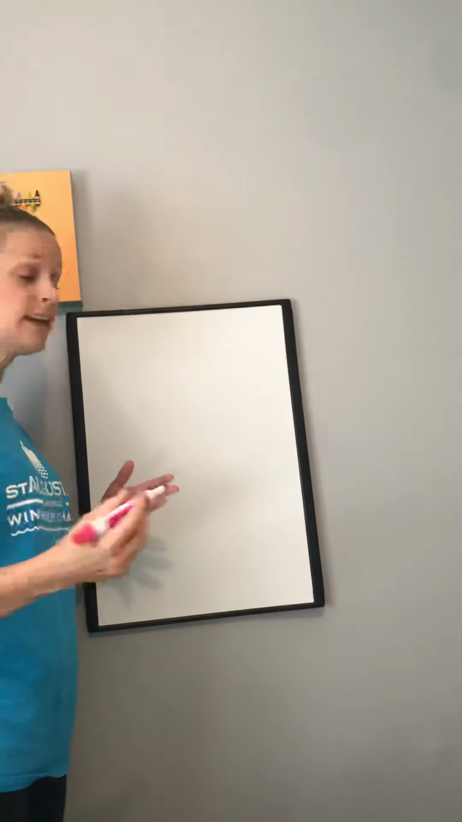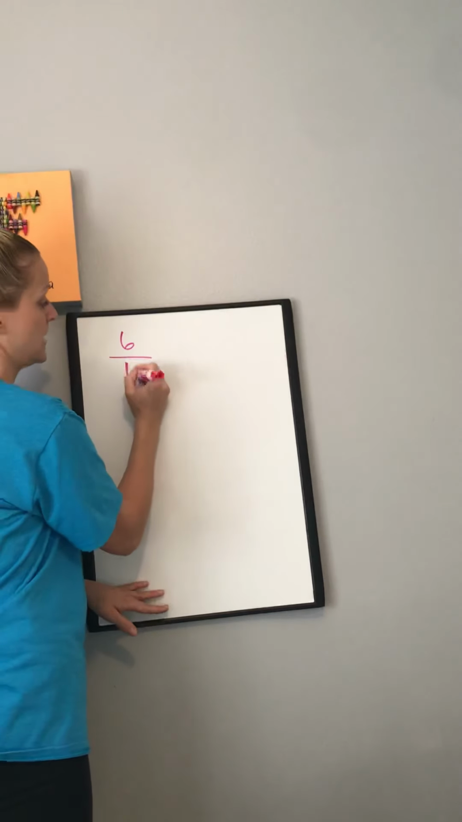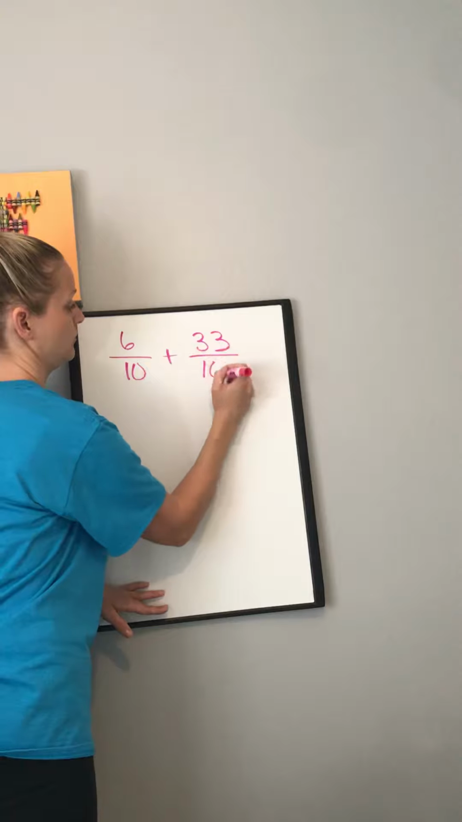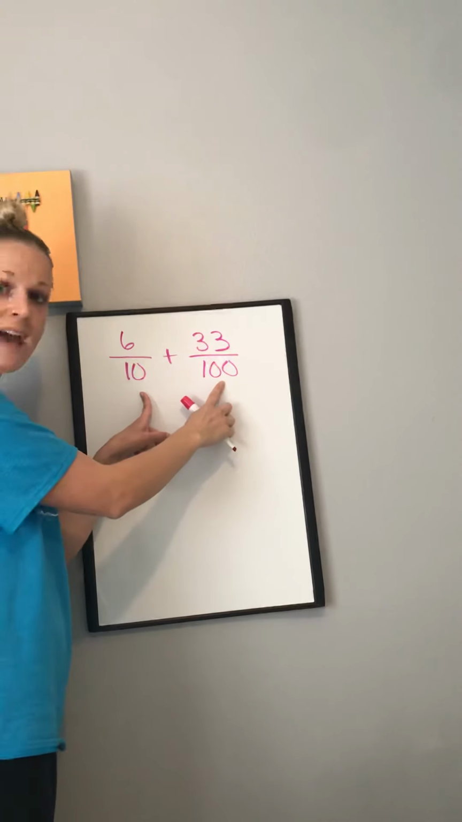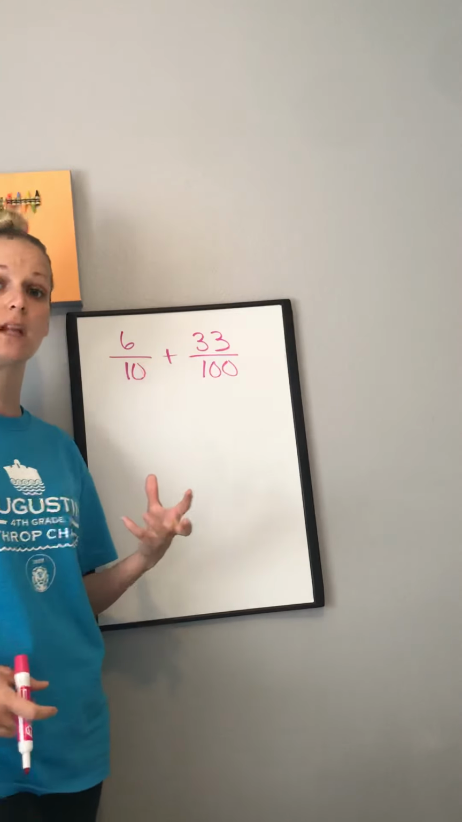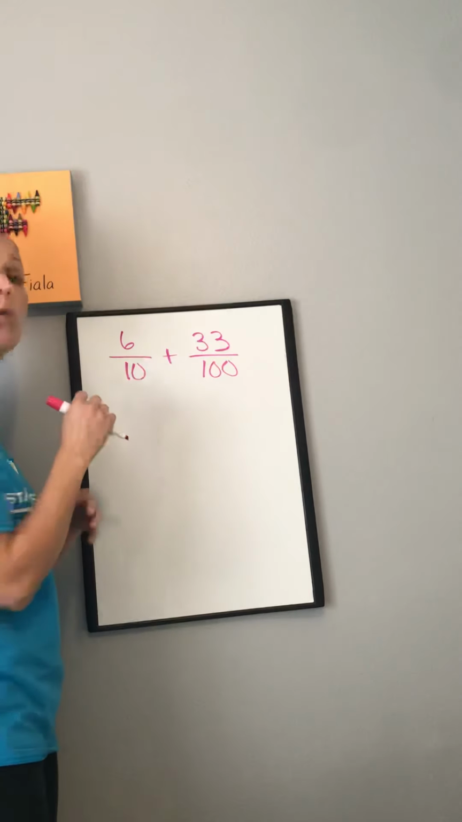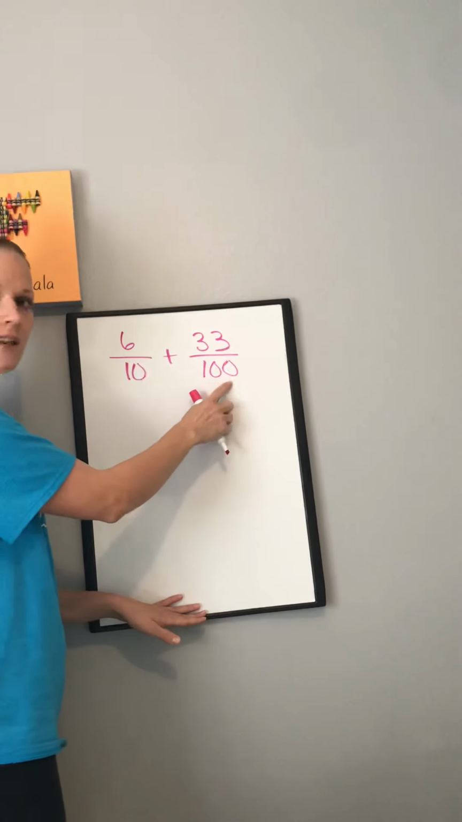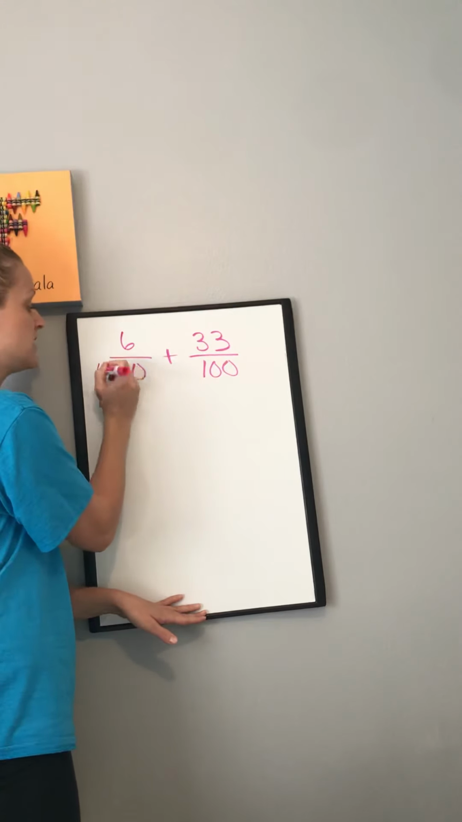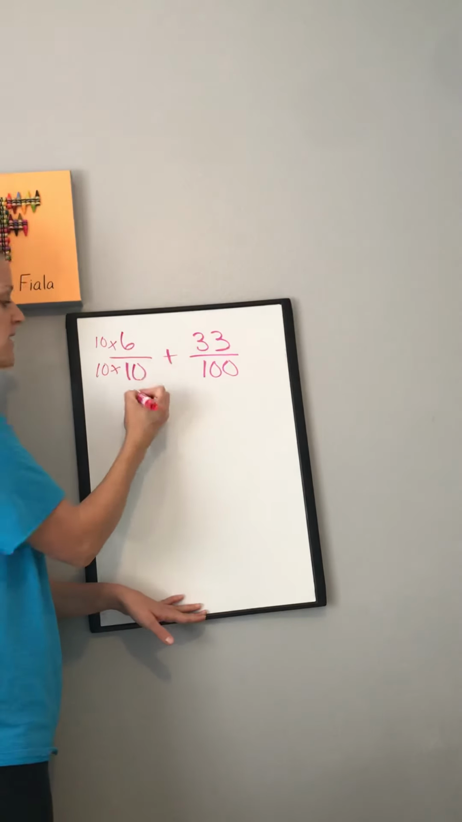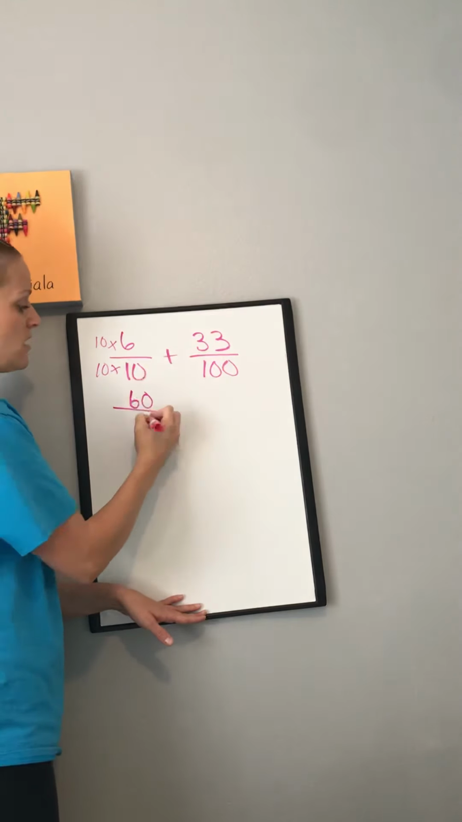So if we're adding fractions with denominators of 10 and 100, remember, we cannot add our fractions like this. They do not have the same denominator. We need to make them have the same denominator. So what we did was we found an equivalent fraction. What can I multiply 10 by to get a denominator of 100? It was 10. And whatever you do to the bottom, you do to the top. So 6 times 10 is 60. 10 times 10 is 100.